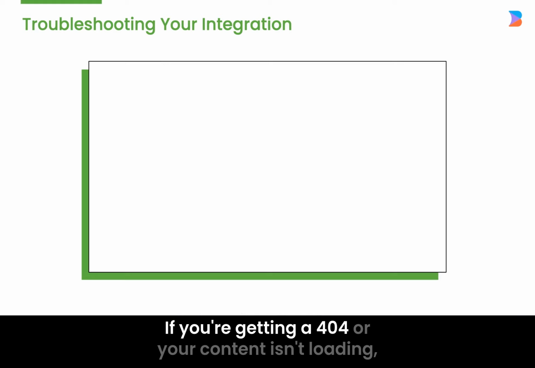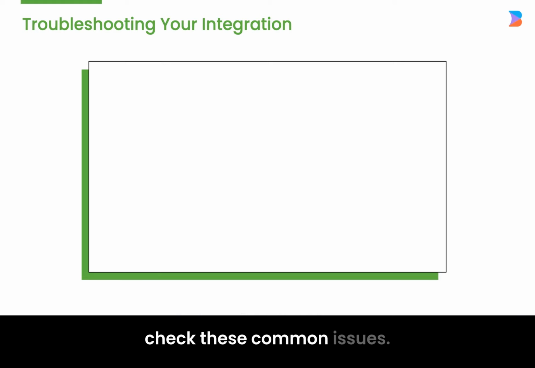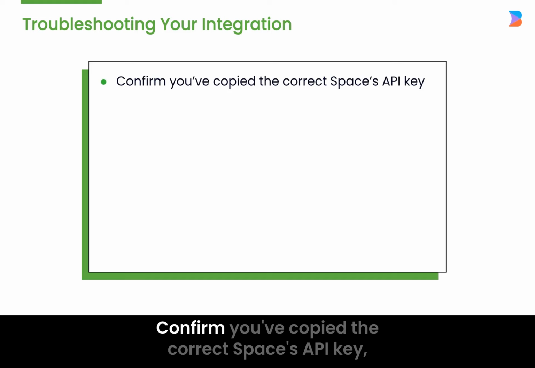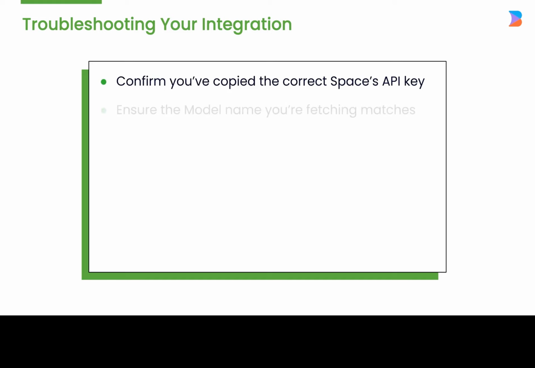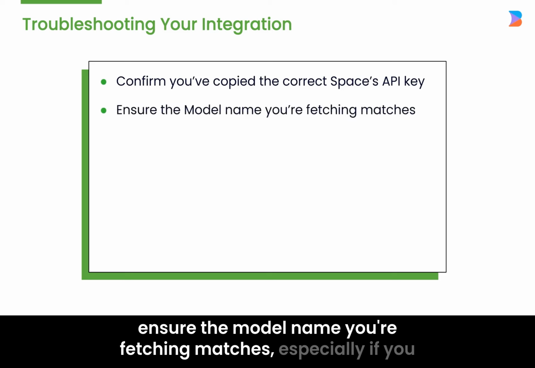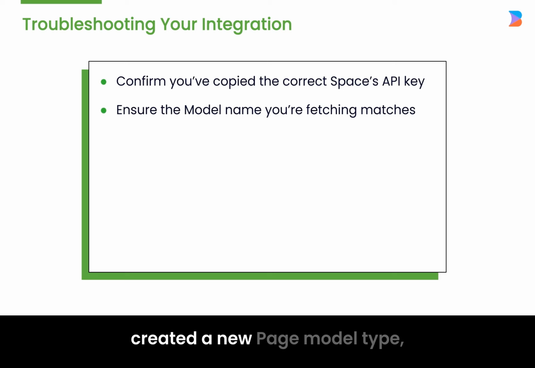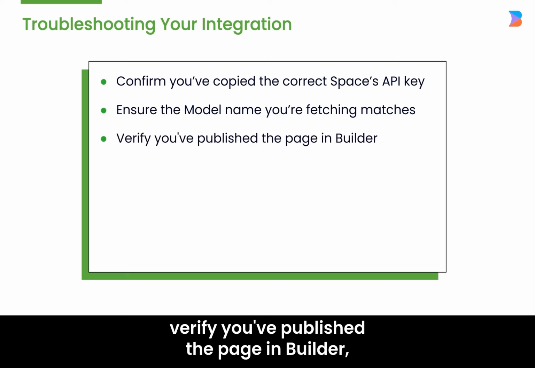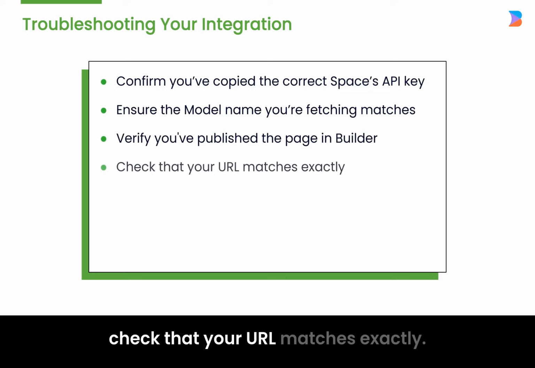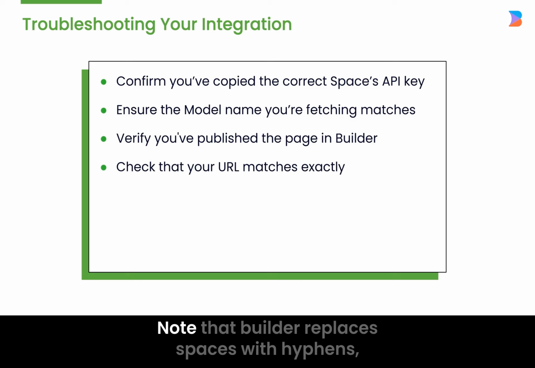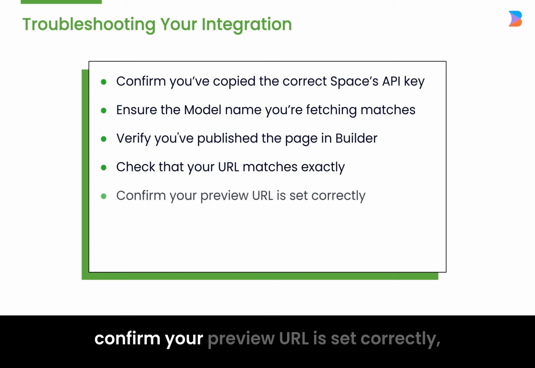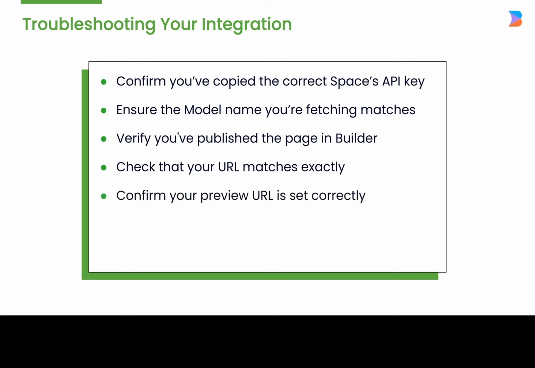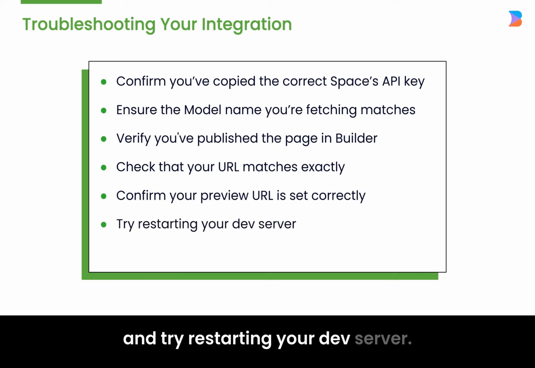If you're getting a 404 or your content isn't loading, check these common issues. Confirm you've copied the correct Spaces API key. Ensure the model name you're fetching matches, especially if you created a new page model type. Verify you've published the page in Builder. Check that your URL matches exactly. Note that Builder replaces spaces with hyphens. Confirm your preview URL is set correctly. And try restarting your dev server.